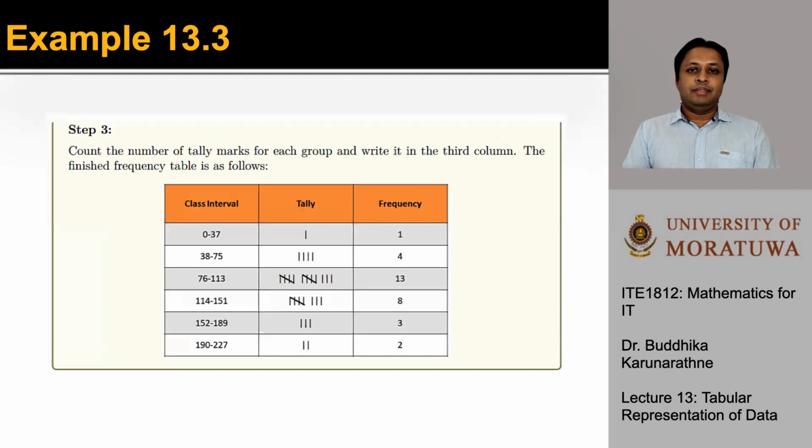Once you get the tallies, you will have the frequencies. For class number 1, the frequency is 1. Class number 2, it is 4. Class number 3, it is 13. Class number 4, it is 8, and so on. So you get the frequencies for the class intervals.